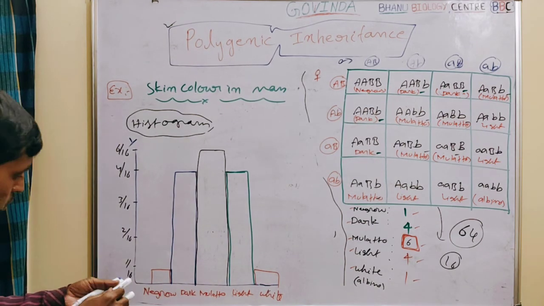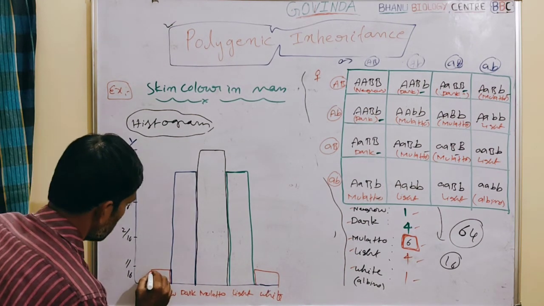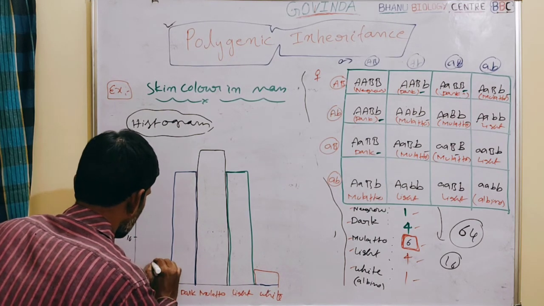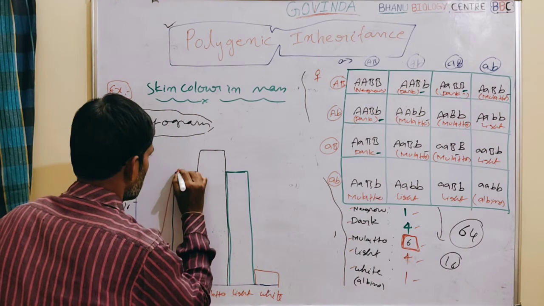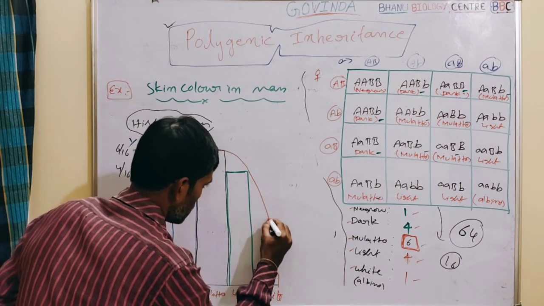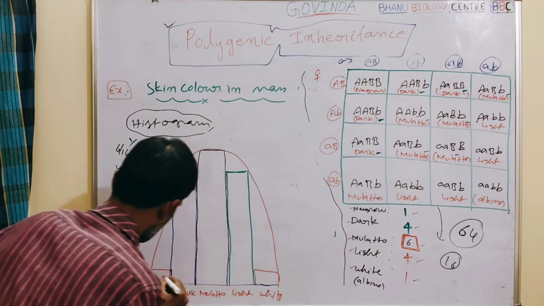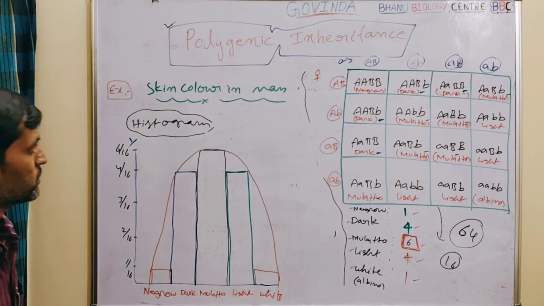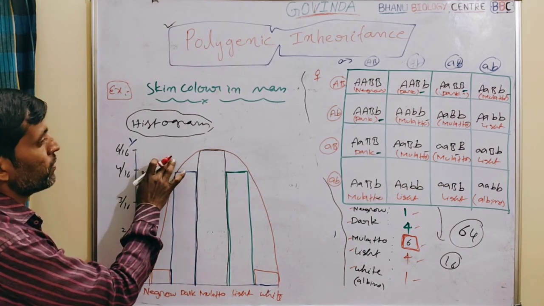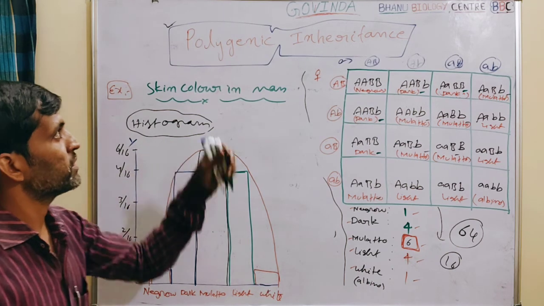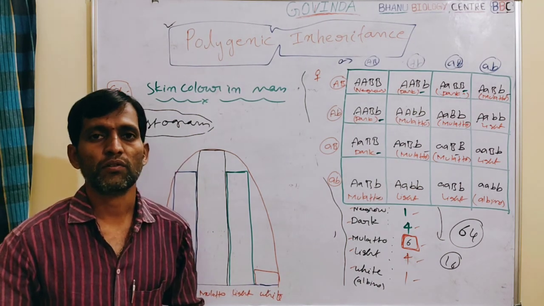Now we draw the curve. So we got the bell-shaped curve, right? We got the bell-shaped curve. So this is the histogram for the F2 generation results. It is about polygenic inheritance. Thank you for watching this video.